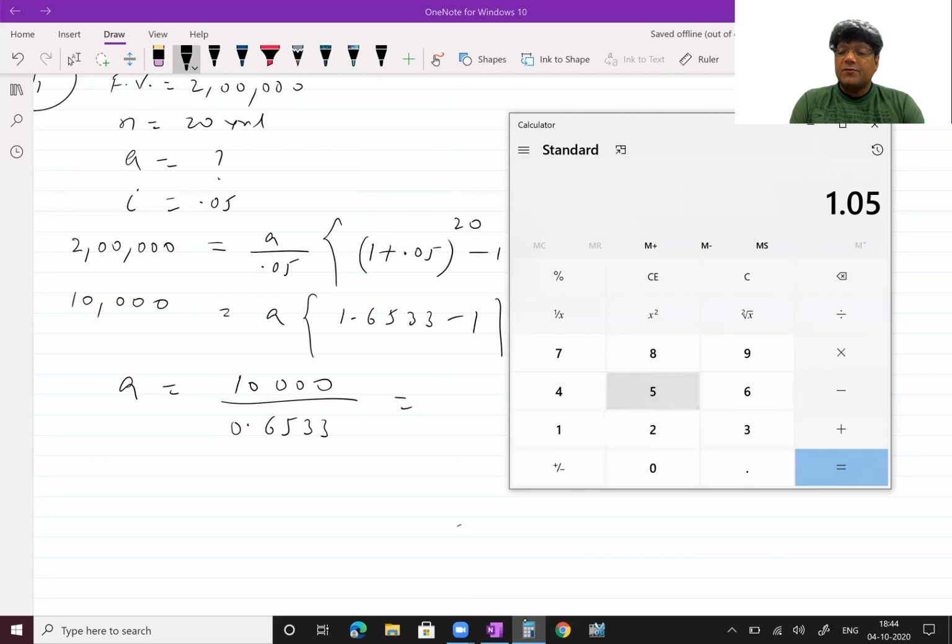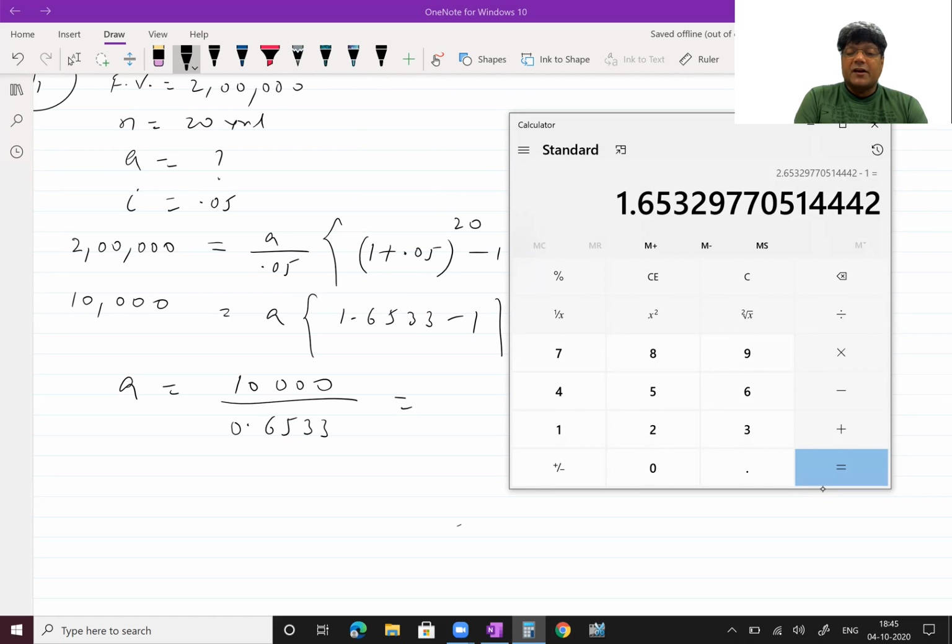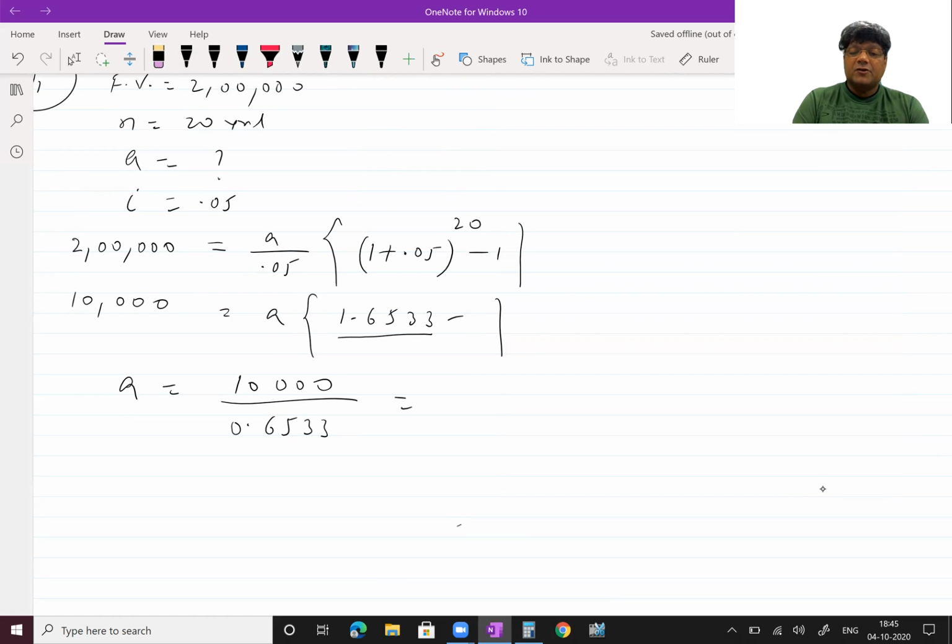1.05, equal to, square. 3, 4, 5, into equal to, it became 10, into equal to, it became 20. Okay, it became 2 actually. So this minus 1 is equal to, guys, it is 1.65329 overall. I have taken 1.65323. This minus 1 will not come, because this value was already after doing minus 1. So it will be 1.6533.